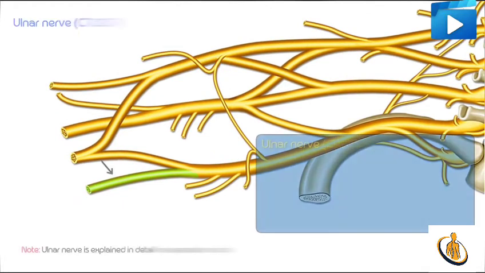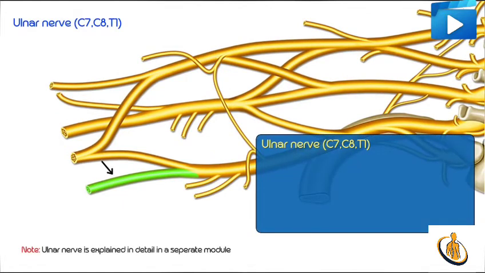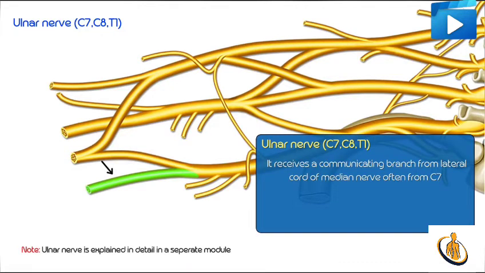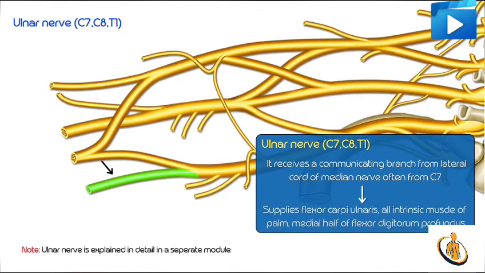And next is the ulnar nerve with a root value of C8 and T1. It receives a communicating branch from the lateral cord or the median nerve, often from C7. That is the reason sometimes we will also mention the root value of the ulnar nerve is C7, C8 and T1. The ulnar nerve mainly supplies flexor carpi ulnaris and all the intrinsic muscles of the palm, and also the medial half of flexor digitorum profundus.